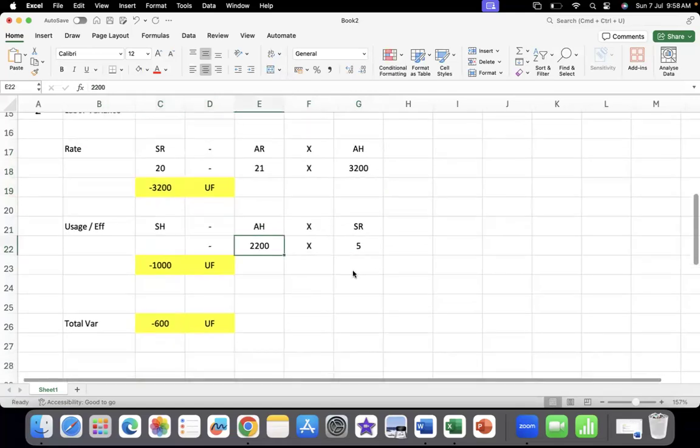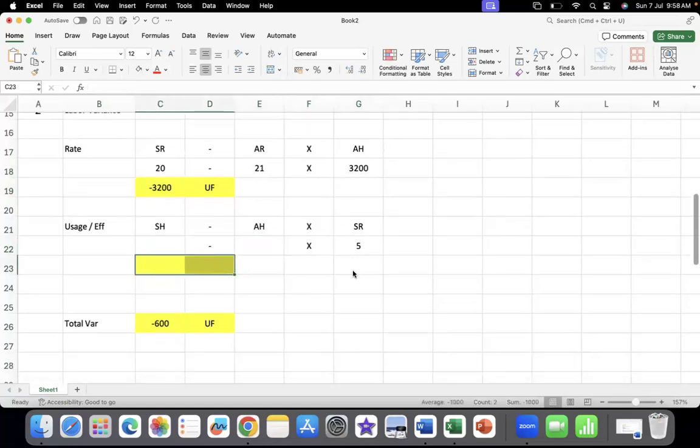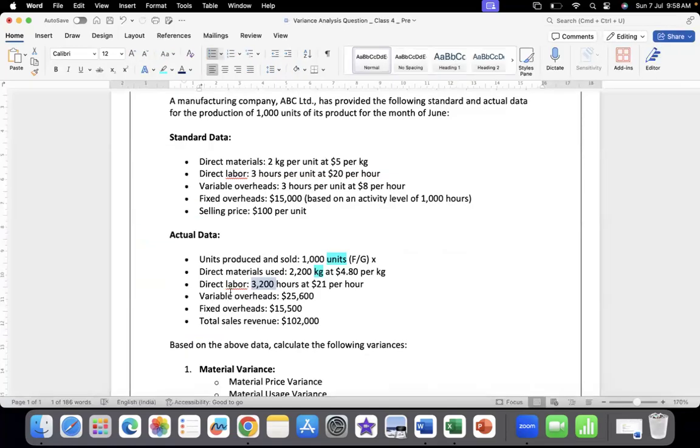So now the standard hours. Again, that is something which you need to calculate. So can you calculate the standard hours?